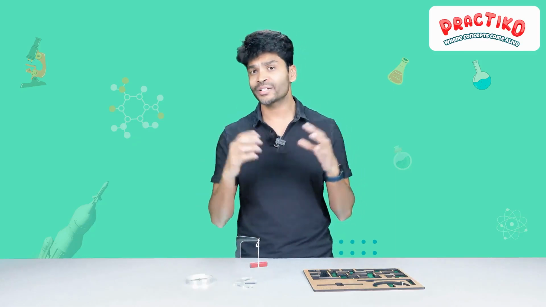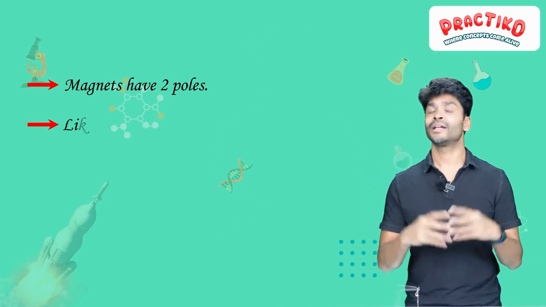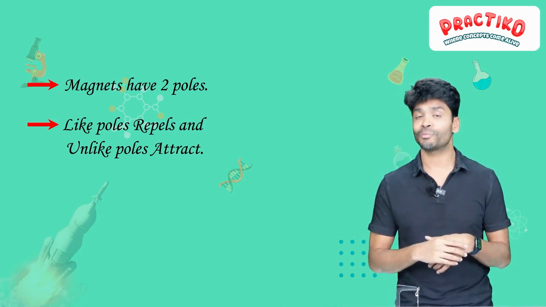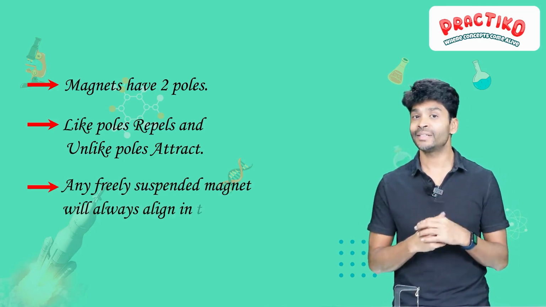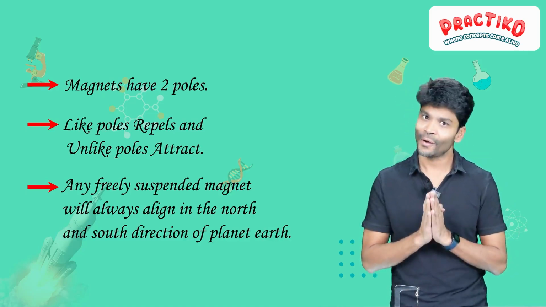Now, just to reiterate, what did we study? Magnets have two poles, right? Like poles repel, unlike poles attract. And next was the directive property, which says any freely suspended magnet will always align in the north-south direction of planet Earth. Okay, let's play a beautiful game using this learning tool.